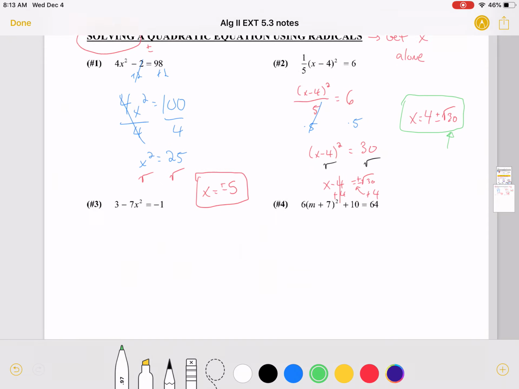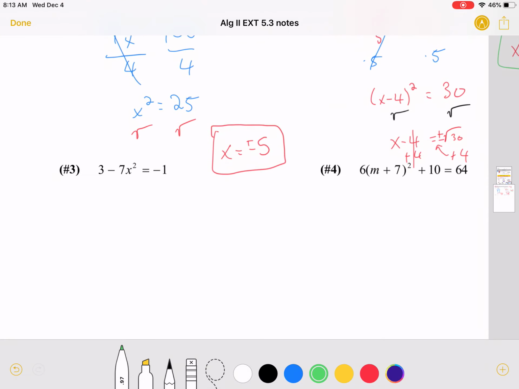Okay, next one. Again, our goal, if we are solving a quadratic by using radicals, we want to get x by itself. So the first step here is minus 3, cancel. Negative 7 x squared equals negative 1 minus 3 is negative 4. Okay, our next job is to divide by negative 7, divide by negative 7, cancel. X squared equals a negative divided by a negative is a positive 4 over 7.